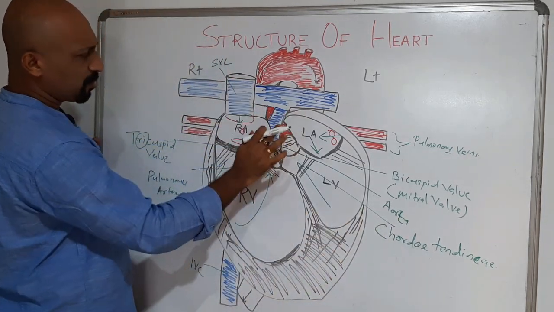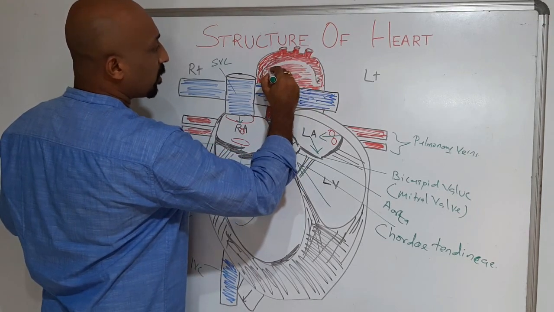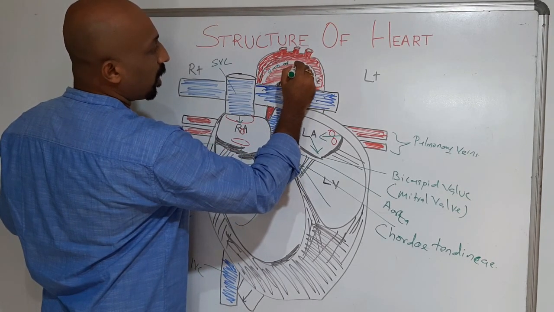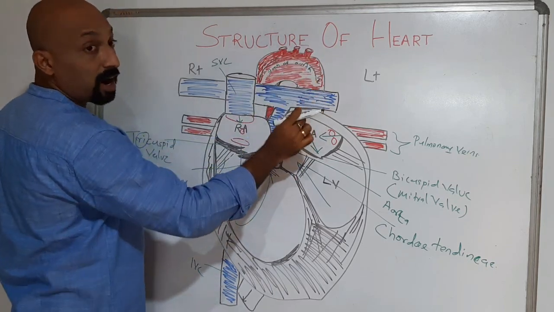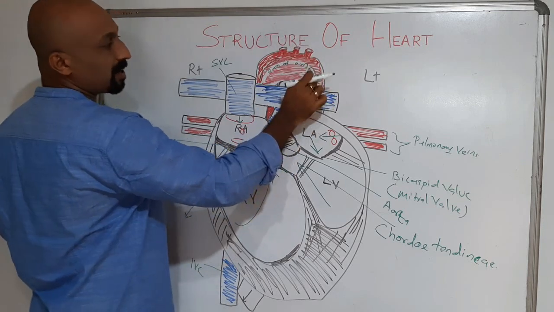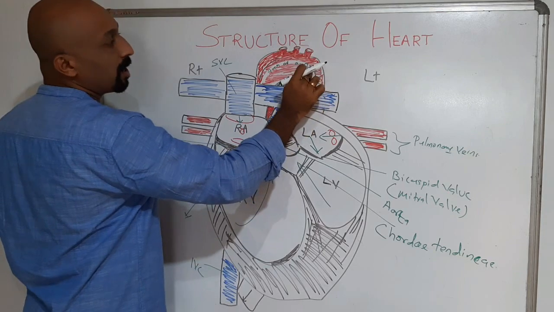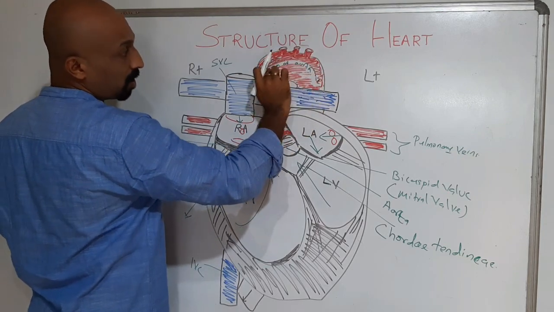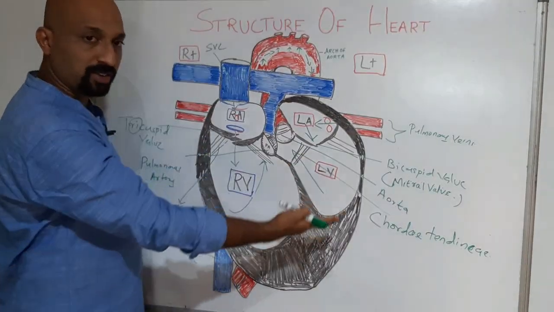So these are the different structures. For example, it is called the arch of aorta. It is like an arch; that is why it is called the arch of aorta. You should know this structure, because when you study congenital heart diseases, most of them, like coarctation of aorta, occur here. So the arch of aorta is one of the other important structures of the heart.